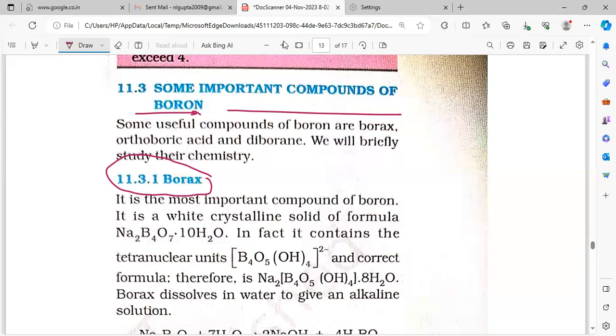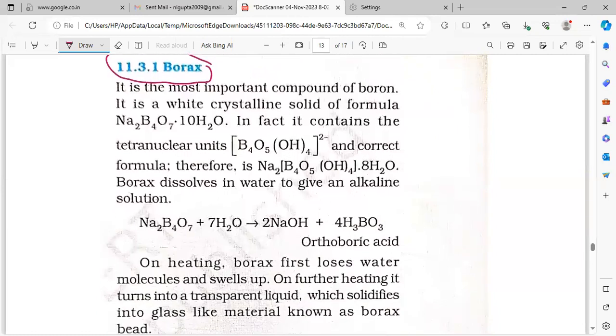Okay, let us see this one, borax. They will generally ask the formulas only. Now, this exam is not going to be that tough. They will ask basic questions. If you have a general idea, then you can attempt most of the questions.